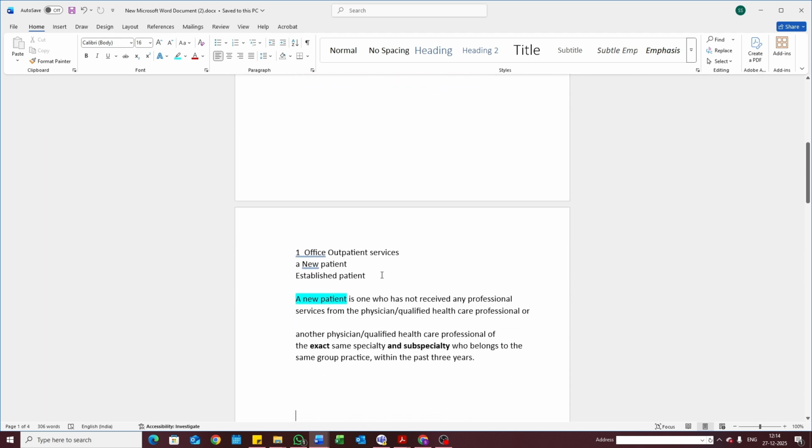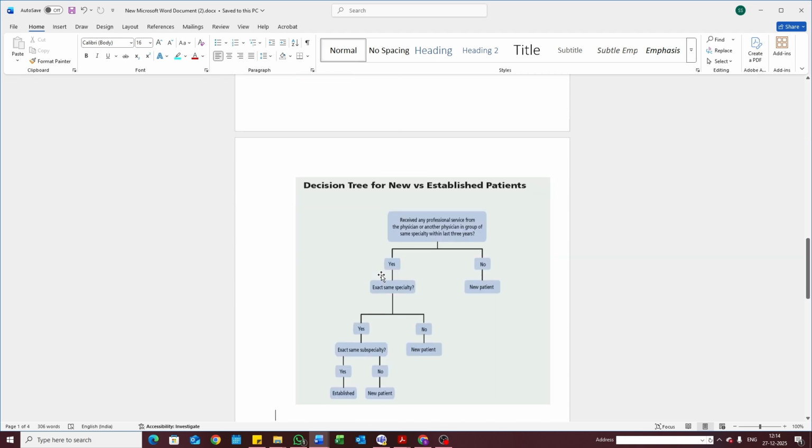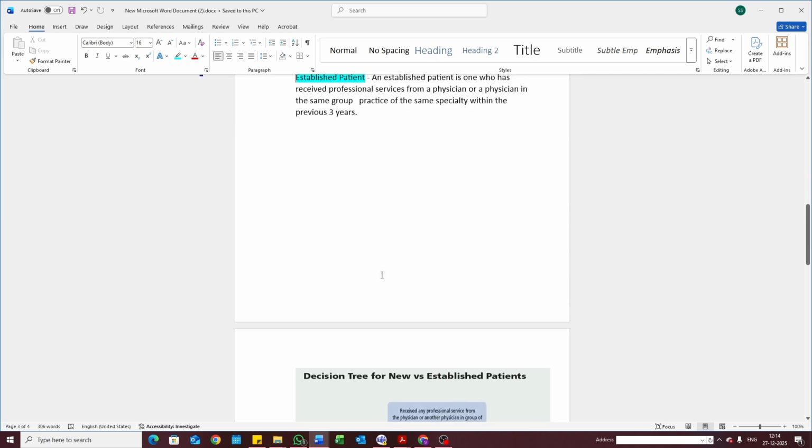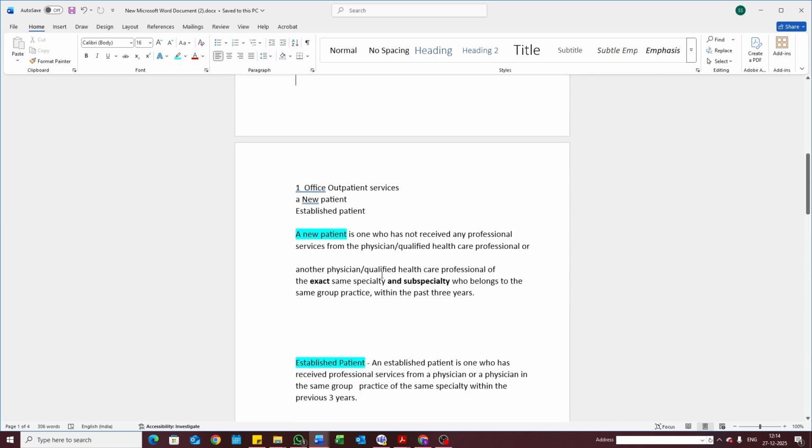Again, what is a new patient and an established patient? Obviously, a new patient is a patient who has not received any professional services from the physician, qualified healthcare professional, or another physician or qualified healthcare professional of the exact same specialty and subspecialty who belongs to the same group practice within the past 3 years. This is the new patient.